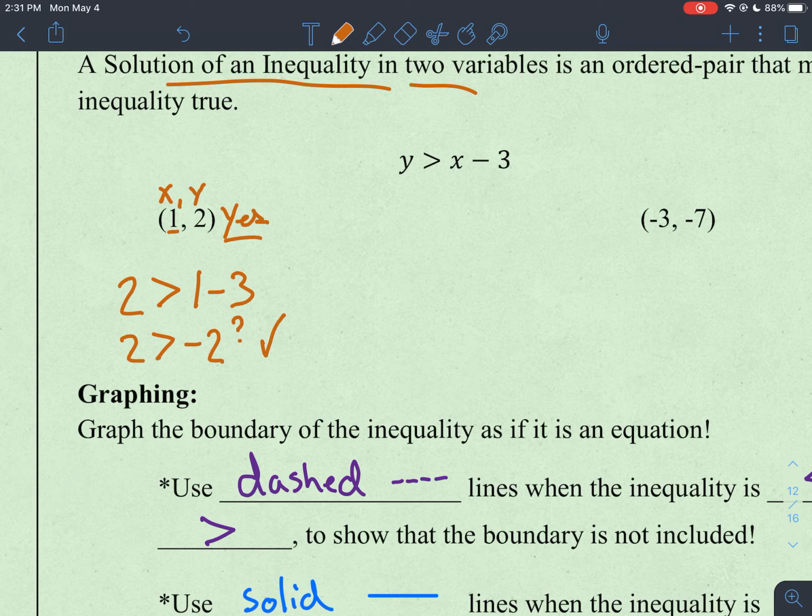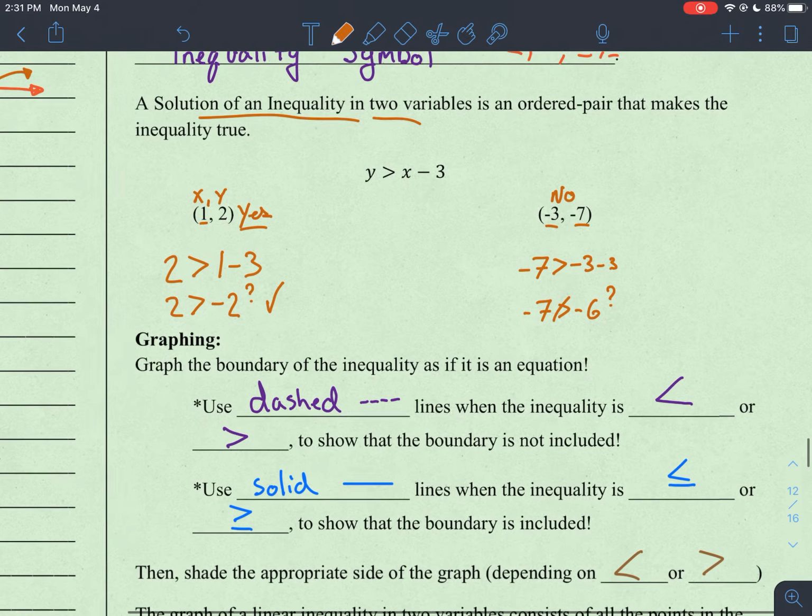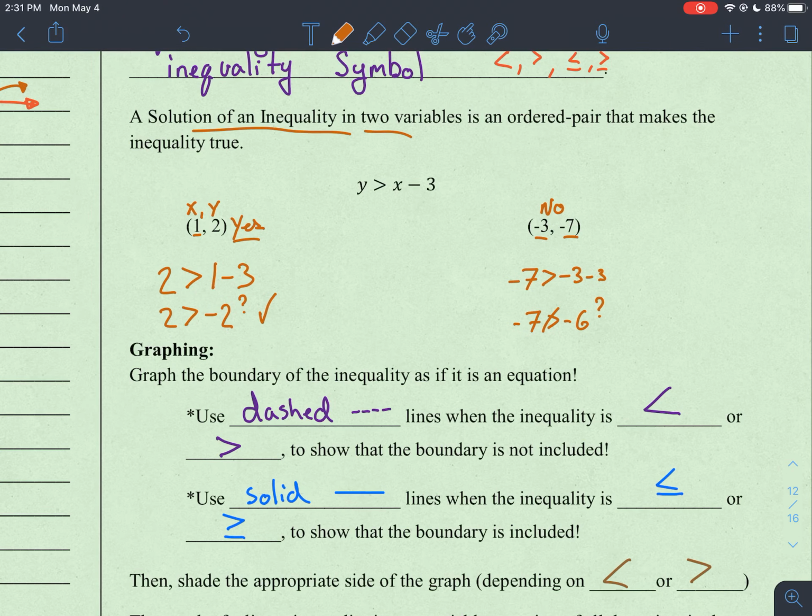Now, if I've got a situation here where I've got negative 3, negative 7, negative 3 goes in for x, negative 7 goes in for y, so negative 7 is greater than negative 3 minus 3. Negative 7 is greater than negative 6. Is that true? No, this is not true. So this would not be a solution. So it's a solution if it makes it true.